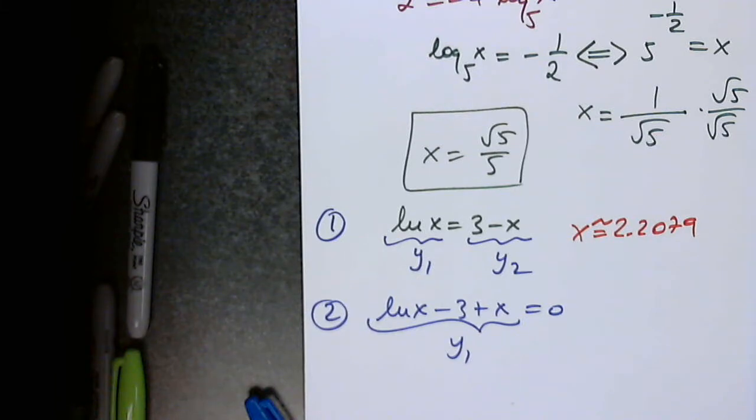Is this clear? Do we understand the difference between the two? With one of them, you use the intersect feature. With the other one, you use the zero, the x-intercept. That's the difference. Anything else here before we look at word problems? Is there anything else?